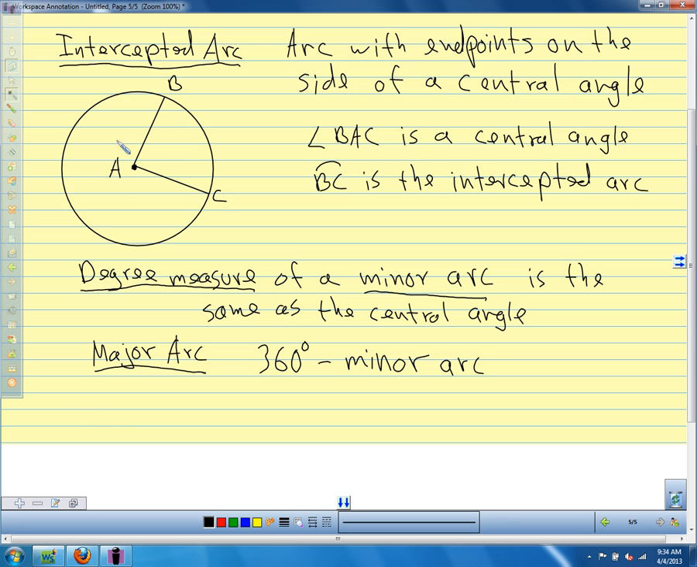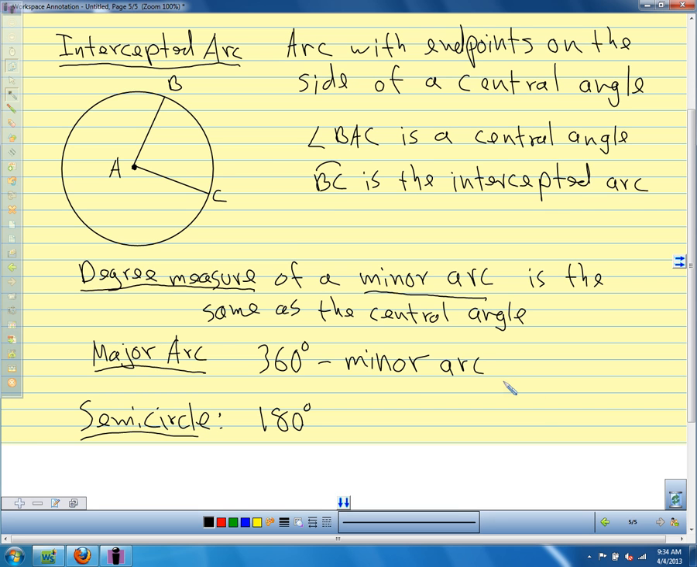All right, so knowing how we're going to measure our arcs, what would be the degree measure of a semicircle? Half of 360, which is 180. So the degree measure of a semicircle is 180 degrees. Halfway around the circle has to be half the number of degrees in the circle.